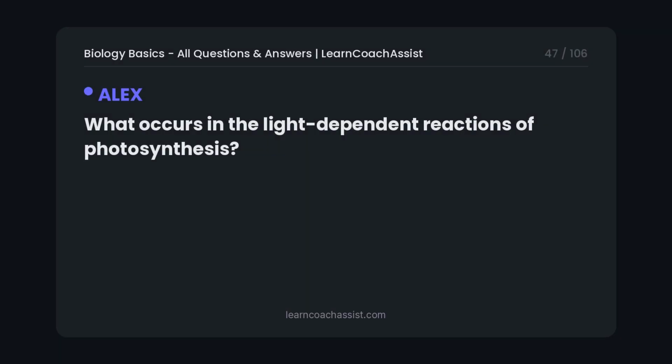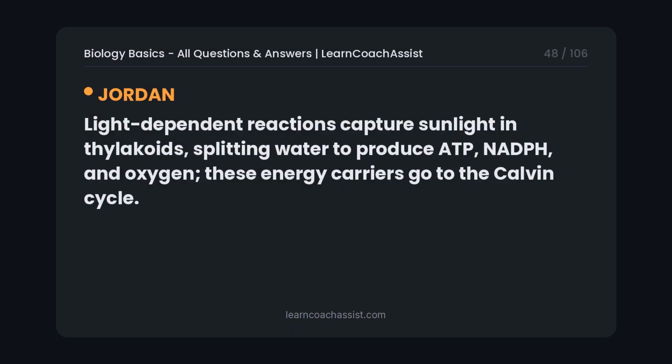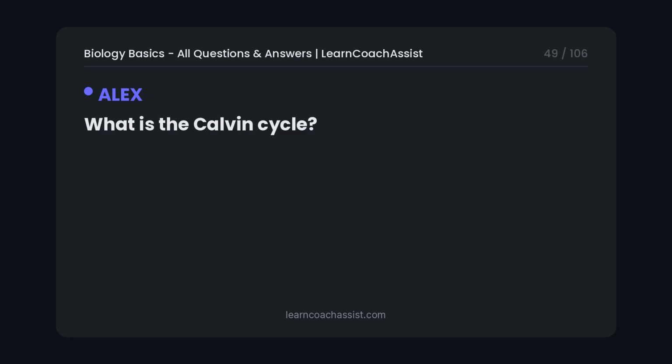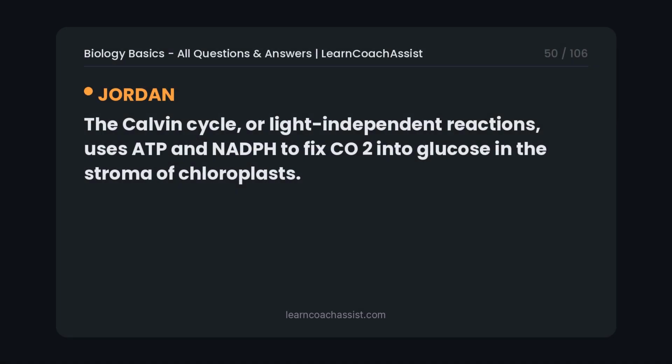What occurs in the light-dependent reactions of photosynthesis? Light-dependent reactions capture sunlight in thylakoids, splitting water to produce ATP, NADPH, and oxygen. These energy carriers go to the Calvin cycle. What is the Calvin cycle? The Calvin cycle, or light-independent reactions, uses ATP and NADPH to fix CO2 into glucose in the stroma of chloroplasts.